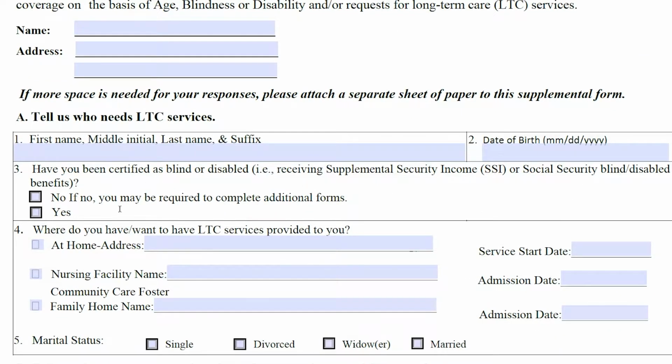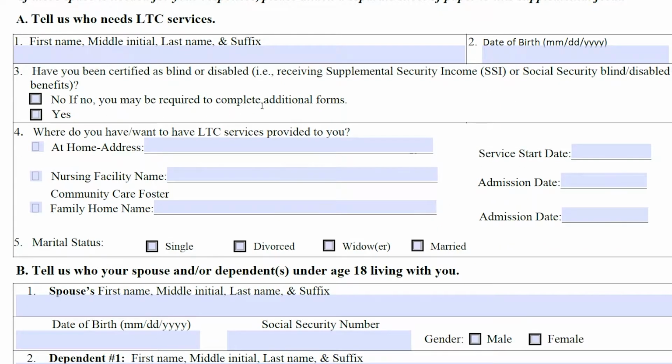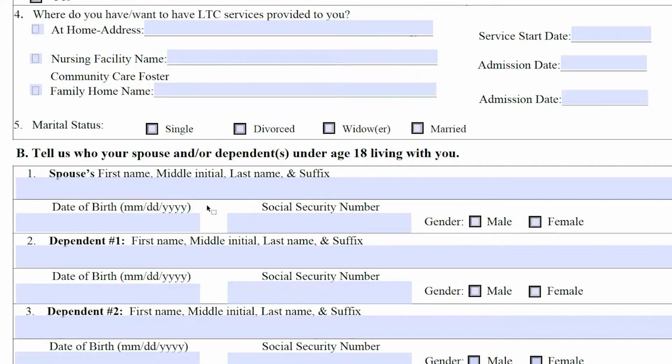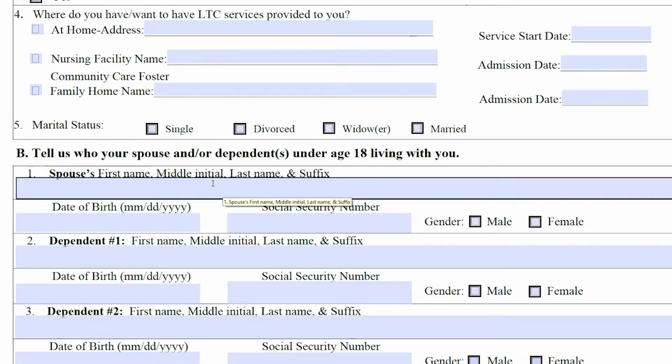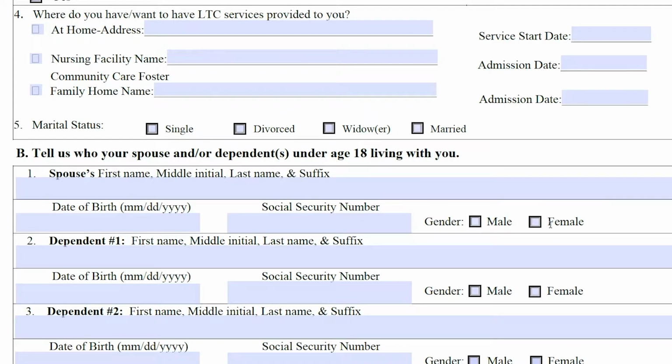If you have certification of being blind or disabled, if you have SSI or SSDI, please attach the forms. If not, you don't have to. If you are receiving long-term care at home, in a nursing facility, or a family home like a foster home, this is where you indicate if you are single, divorced, widowed, or married. Then if you have a spouse or any dependents, you have to put them on this.